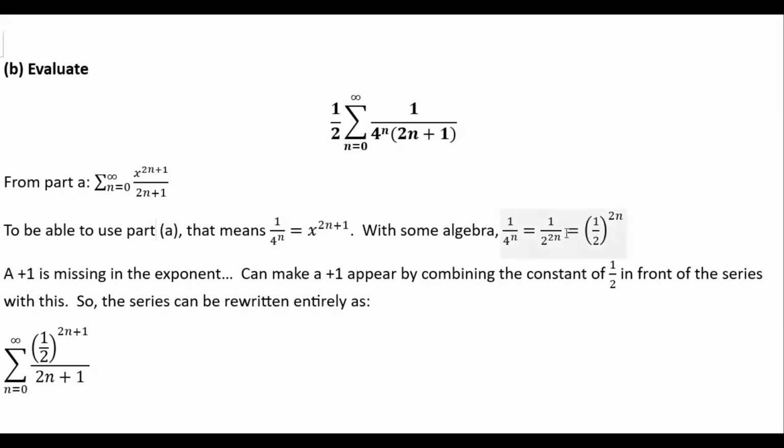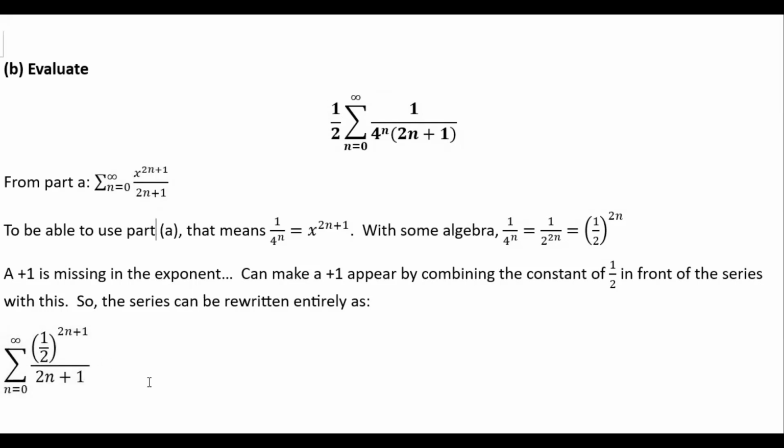So as I was saying, this doesn't quite match x to the 2n plus 1. It's x to the 2n power, where x is half. So how can we get this plus 1 magically? Well, we can incorporate this half. That's what I'm trying to say. Okay, so the entire series, this guy can be written like this. x is half.